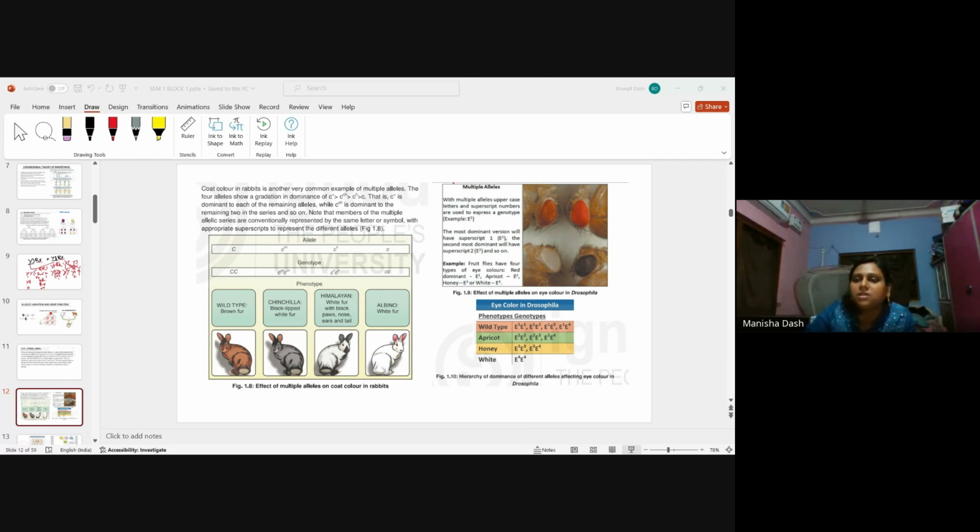Similarly, here also if you observe the eye color in Drosophila, there are four different types of alleles. One is this E1K, that is actually coding for wild type. Then you have the apricot.